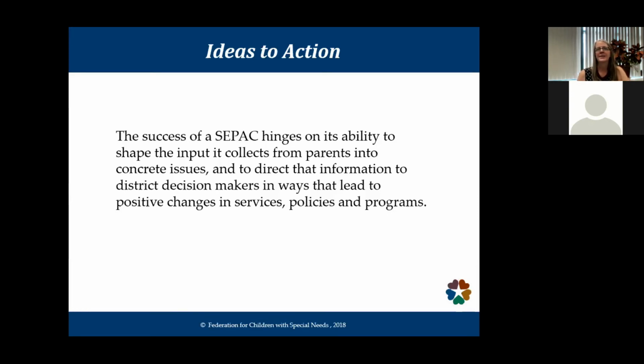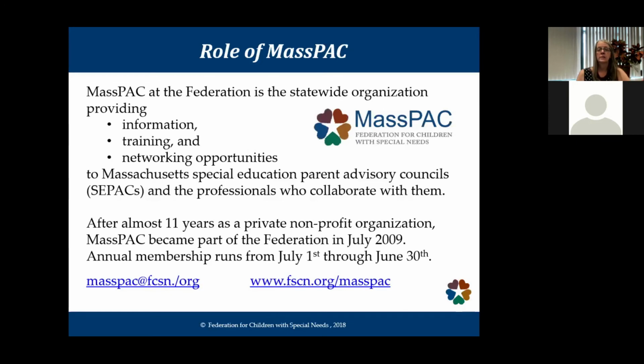The CPAC is that positive force for change, and its role in the district is only as good as the relationships it builds with the district and its credibility that it brings to the table as being that voice of all of the families in the district, and wanting to have really better outcomes for students and families. That's the goal. So that's kind of where we're ending up.